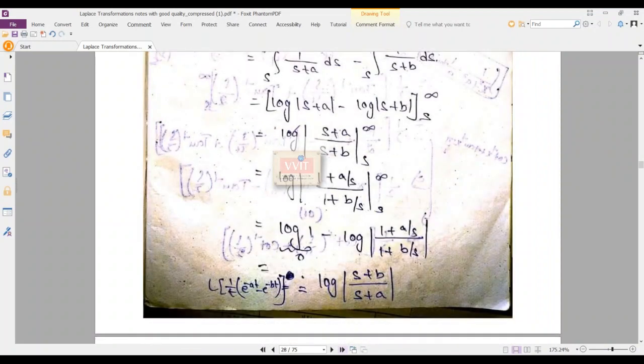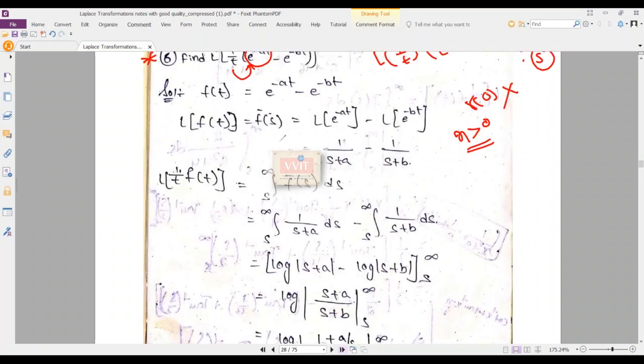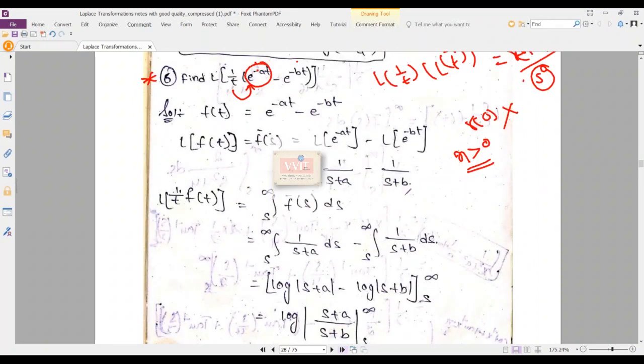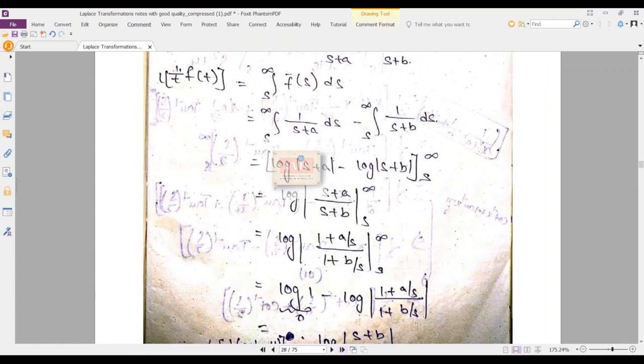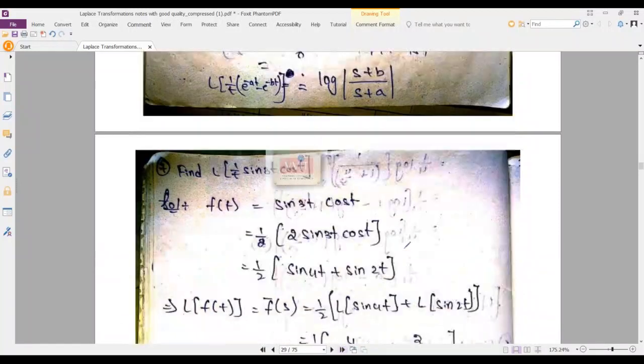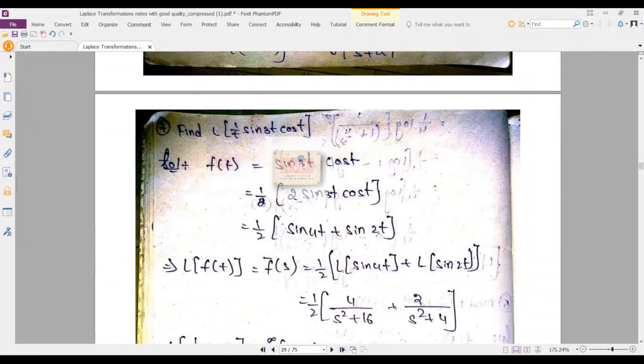Yeah, 558. Any doubt? Okay. So 1 by s plus a, 1 by s plus b, integrating that, log of s plus a by s plus b, and so on. Similarly, here sin 3t cos 2t, multiply by 2, divide by 2, 2 sin a cos b.